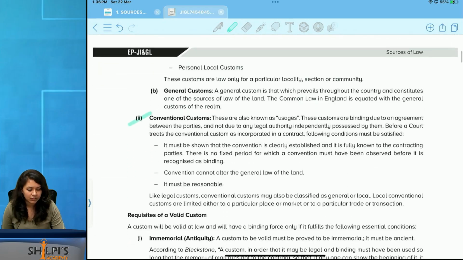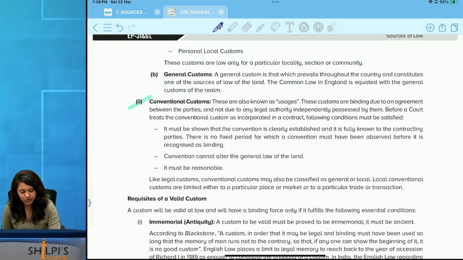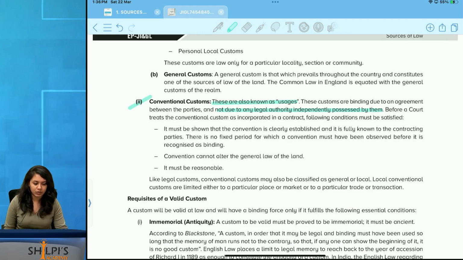Whereas conventional customs are those customs which are simply binding due to a certain practice between two parties or binding due to an agreement between parties, in the sense that they are known as usages and do not have any legal authority which can be independently possessed by them. So, in terms of understanding what conventional customs are, it is simply understood in this way. When two persons come together into an agreement, then they are bound by those rules and not everyone else.